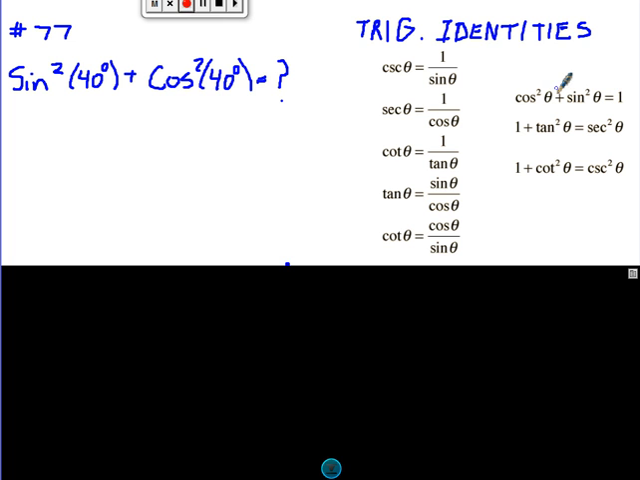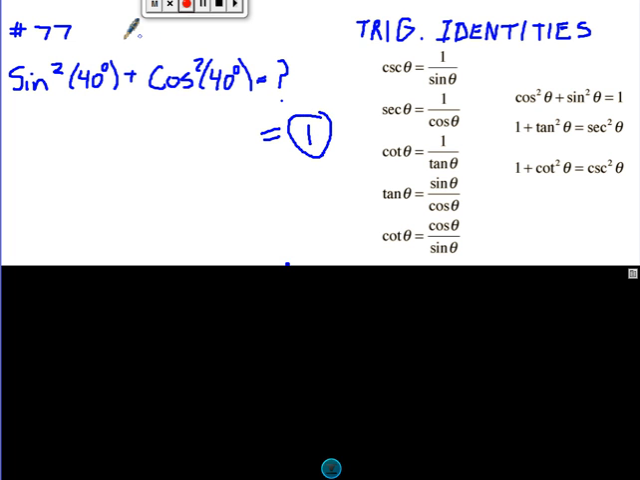Now theta, remember, is your reference angle. You can substitute any angle into the theta. Think of it as a variable. So for example, problem number 77, if you have the sine squared of 40 degrees plus the cosine squared of 40 degrees, think of the 40 degrees as your theta. Well, the sine squared of theta plus the cosine squared of theta is always equal to 1, so the answer to this problem is just 1.